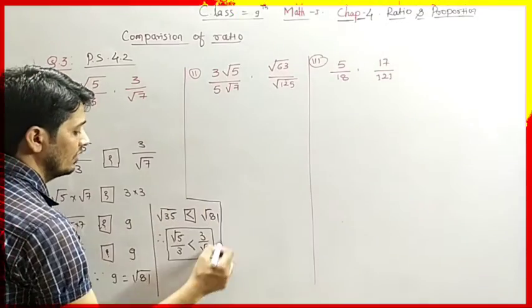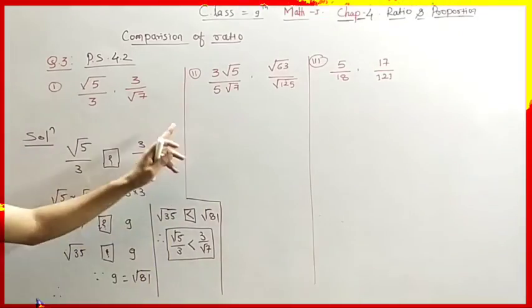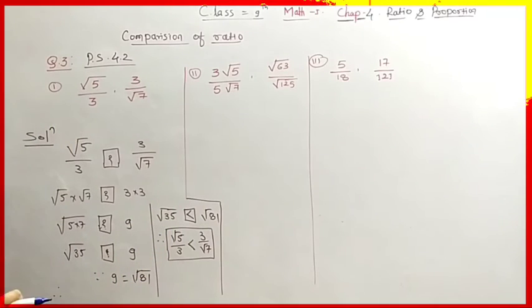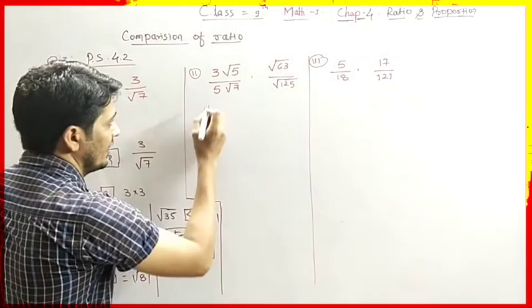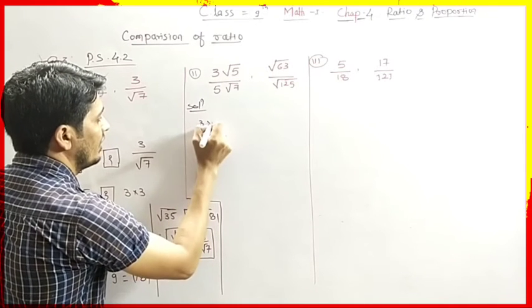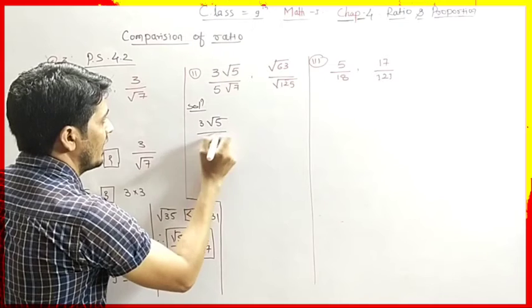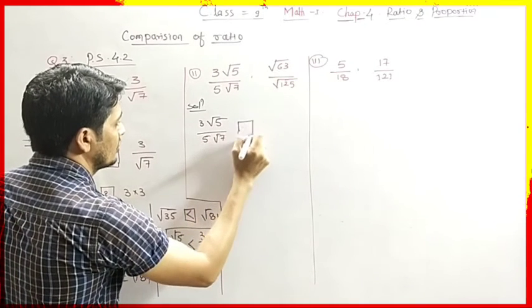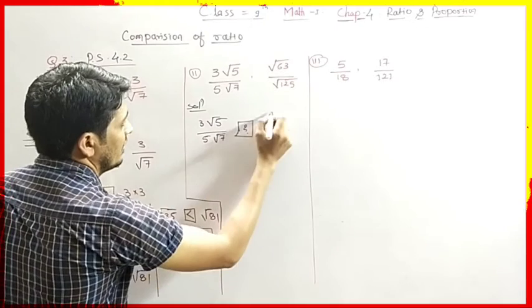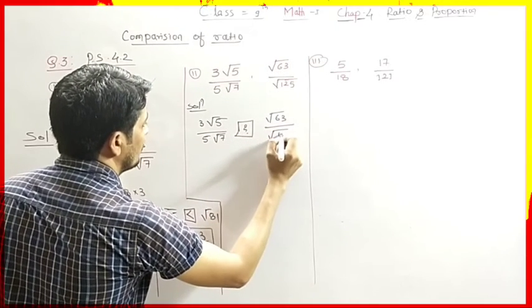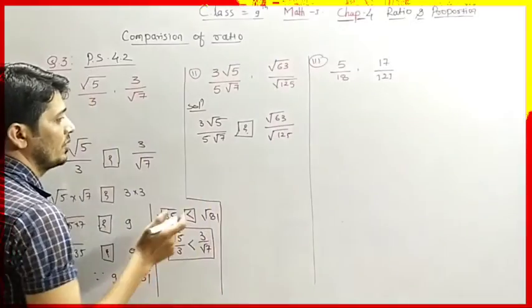Now we are going to solve the second problem. In the second problem we have 3 root 5 divided by 5 root 7, and the next ratio is root 63 divided by root 125. So we write them as 3 root 5 divided by 5 root 7. In the box we write a question mark. Here root 63 divided by root 125. Again we have to cross multiply.